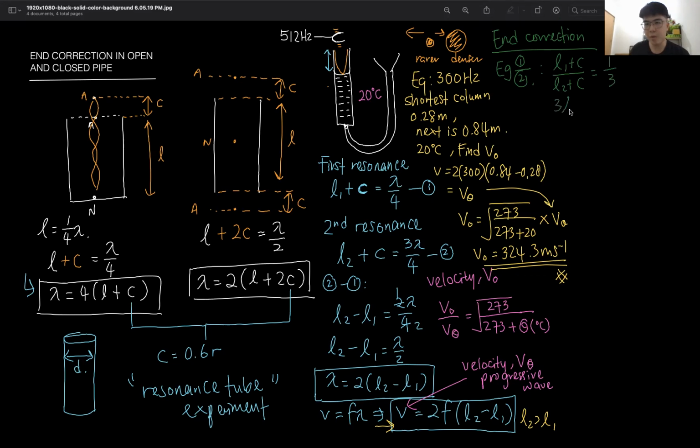Simplify: 3L1 plus 3C equals L2 plus C. So 2C equals L2 minus 3L1, and C equals half of L2 minus 3L1. And this is my equation for the end correction. Again, L2 is bigger than L1 here.